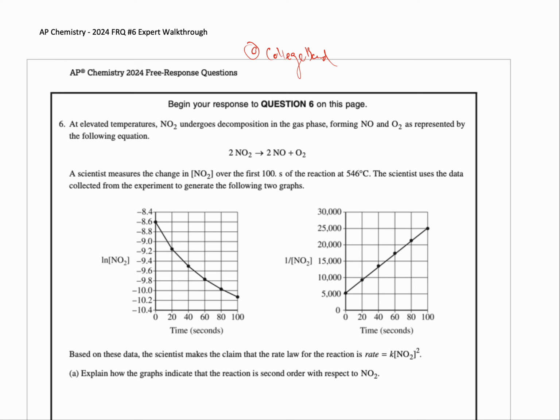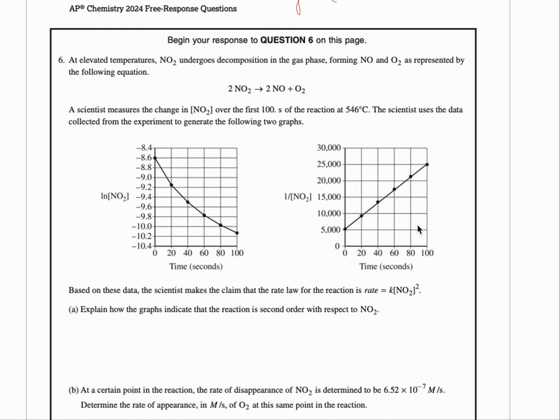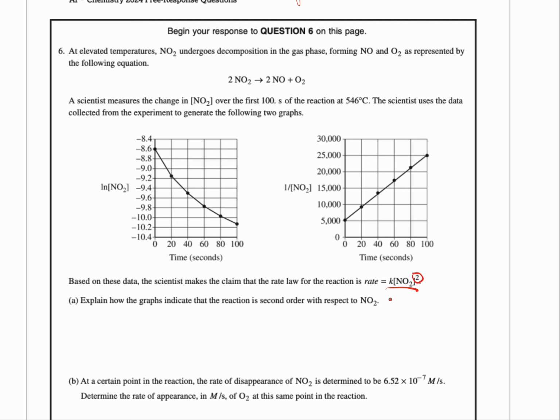Everybody, I thought it'd be a good idea to take a look at question number 6 from the 2024 AP Chemistry FRQ. Let's just jump right in. The first question is asking, how do we know this is second order with respect to NO2? Second order reaction, this is the rate equation. Yep, I see that this is the claim for the equation.